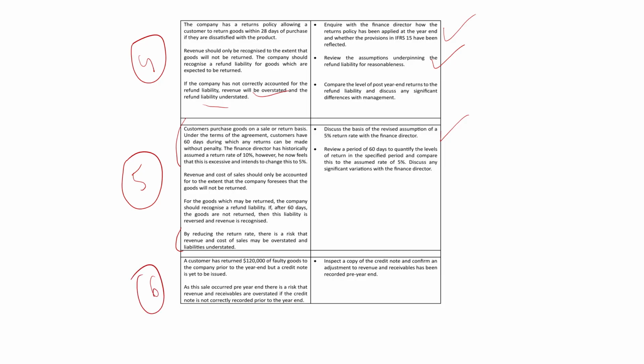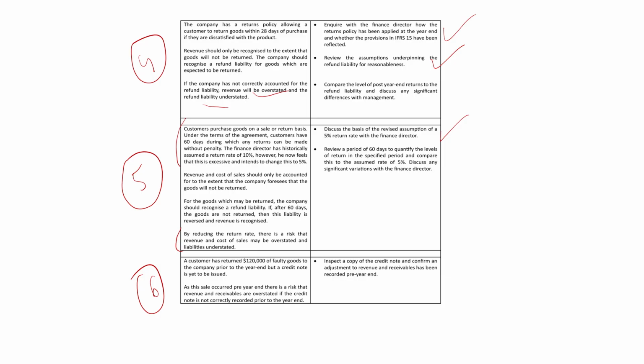Slightly different, a customer has sent 120,000 worth of faulty goods back to the company just before the year end, but a credit note has not yet been issued. Now remember, a credit note is for sales returns. You normally debit your receivables when you sell the goods. When they've come back, you're going to raise a credit note to tell yourself that the goods have been returned. So think of it like that.